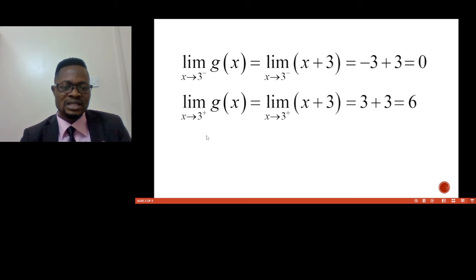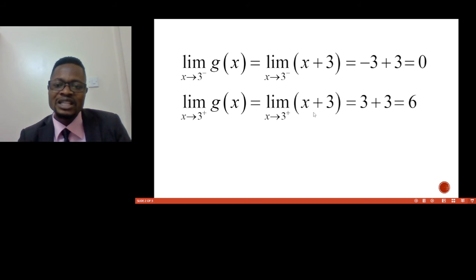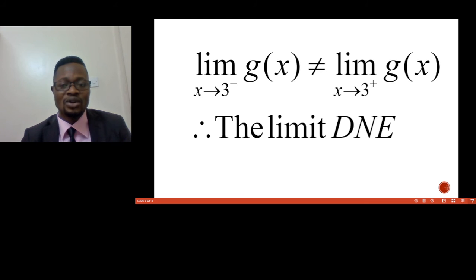Now, from the positive, x approaches 3 from the positive side. It means that 3 is positive. So it is 3 plus 3, which is 6. Now you can see that the limit from the right-hand side is not equal to the limit from the left-hand side, because the left-hand side gave us 0 and the right-hand side was 6. So therefore, the limit of this function g of x as x tends to 3 from the left is not equal to the limit as x tends to 3 from the right. So we can say that the limit does not exist.